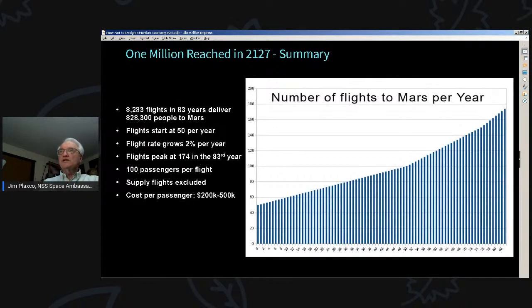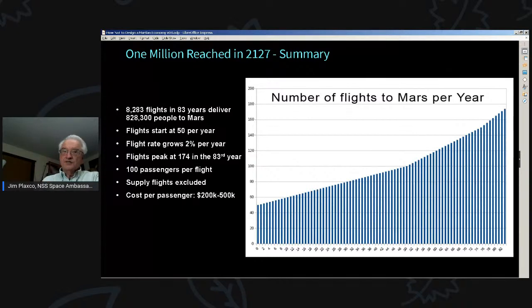And this is how we reached that 1 million people on Mars. This chart shows the cumulative number of passenger flights to Mars. It's interesting to note that of the 1 million people on Mars, only about 20% of them would have been born on Mars, which means that Mars is going to be heavily reliant on being able to attract a continuous stream of new immigrants.